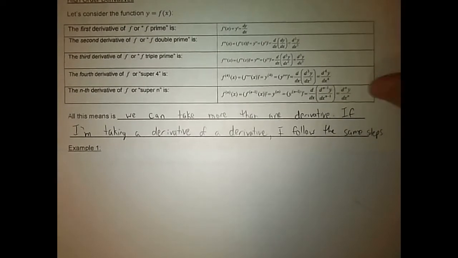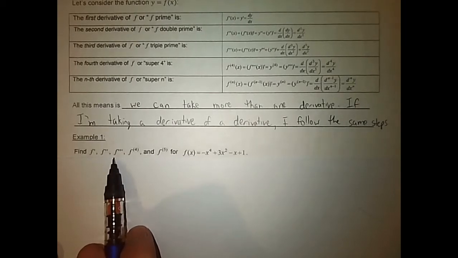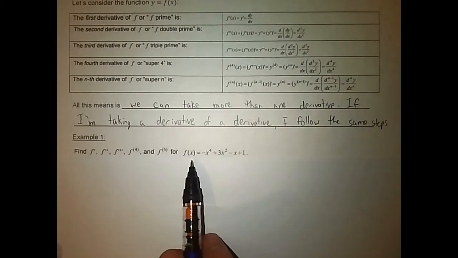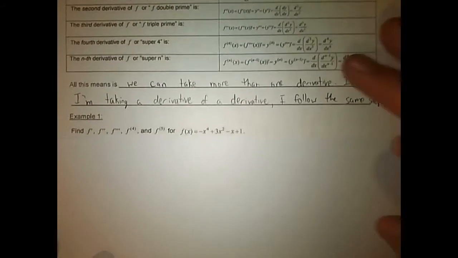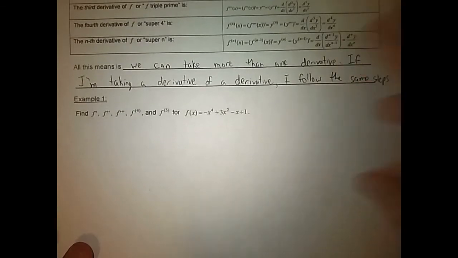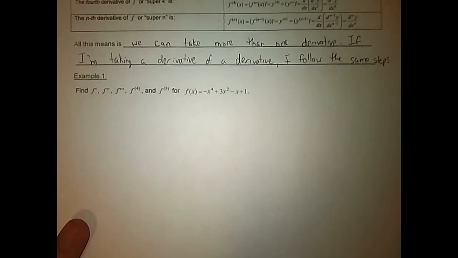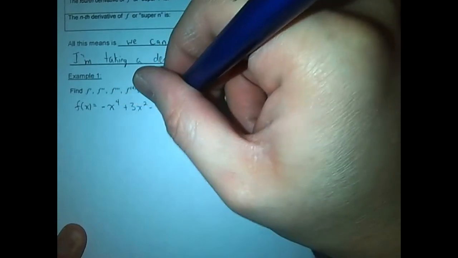So let's do an example. We're going to find the first derivative, second derivative, third, fourth, and fifth derivative for this function here. If you want to try this on your own, you can. I'll be doing it down here. If you want to pause the video, you can check with what I did afterwards. We're going to write my function again. f of x is equal to negative x to the power of 4 plus 3x squared minus x plus 1.